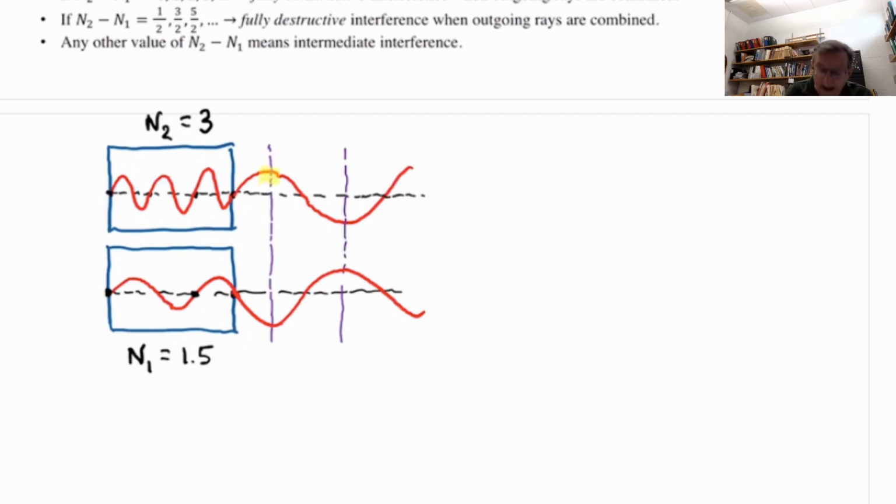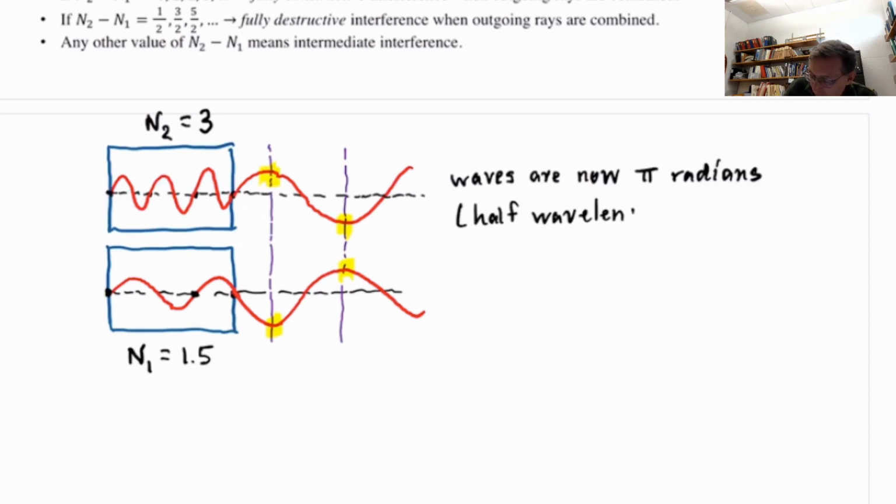Okay? Same wavelength in those outer regions, but notice something now. The upper wave in the air, say, was at a maximum, the lower one's at a minimum, or vice versa, there and there. These two waves are now pi radians, or a half wavelength, out of phase. Okay? Pi radians, or a half wavelength. Out of phase.